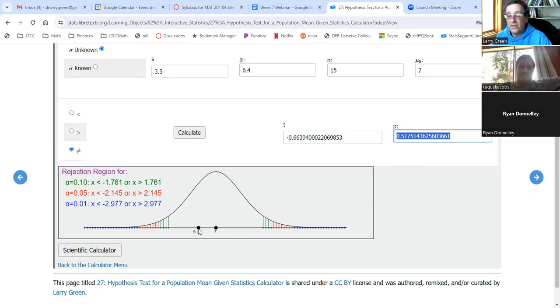And by the way, left is 6.4. What would the symmetric right side be? Because this is always hard for students. Yeah, 7.6, because 6.4 is 0.6 to the left of 7, so 0.6 to the right of 7 would be 7.6. Any questions on that?